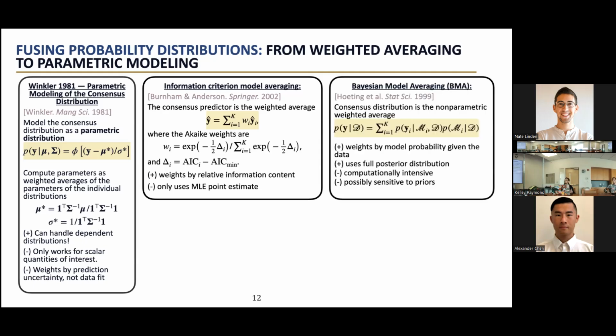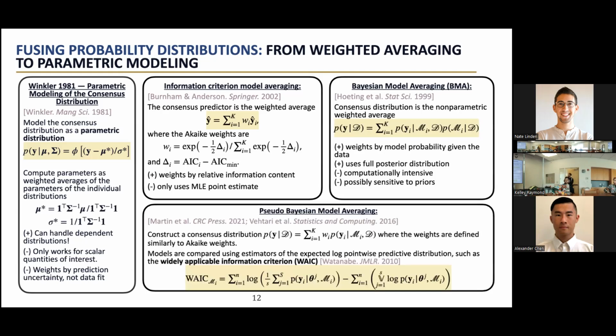So we can do it in a Bayesian way where we either do Bayesian model averaging, so we use the Bayes factors that I talked about before as the weights, or we do what's called pseudo Bayesian model averaging, where we construct something that looks like an information criterion from the whole posterior distribution, the whole distribution of each model, and we'll use that to assign weights.